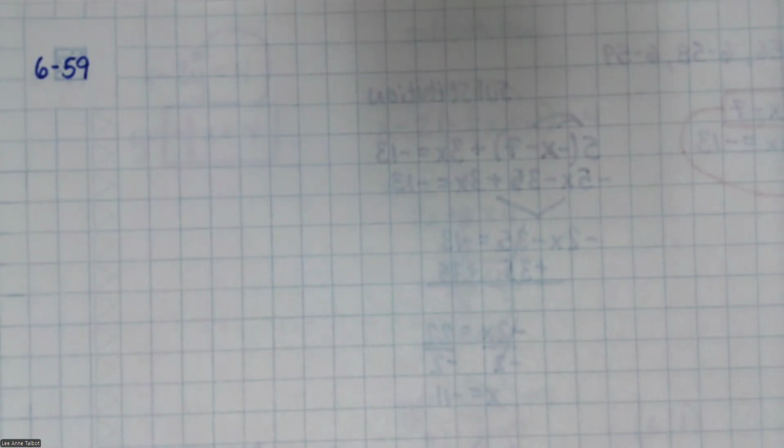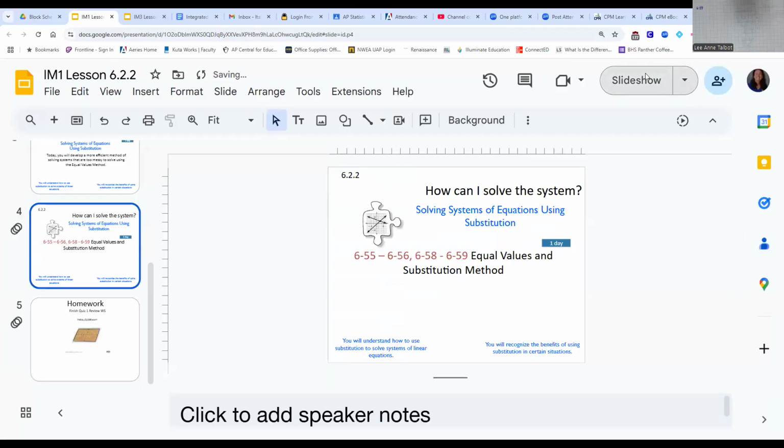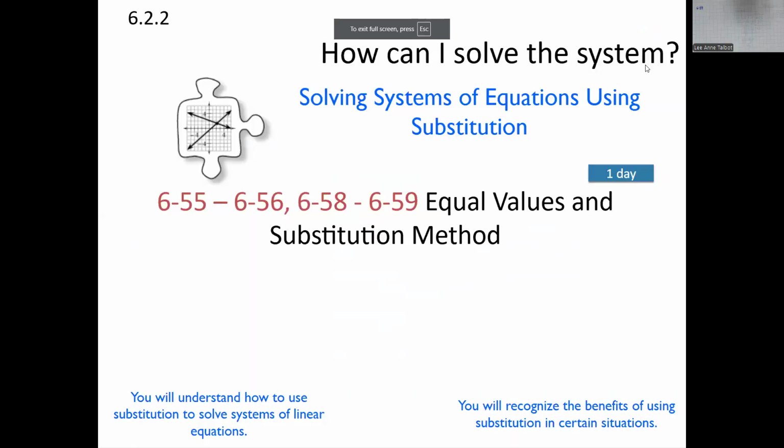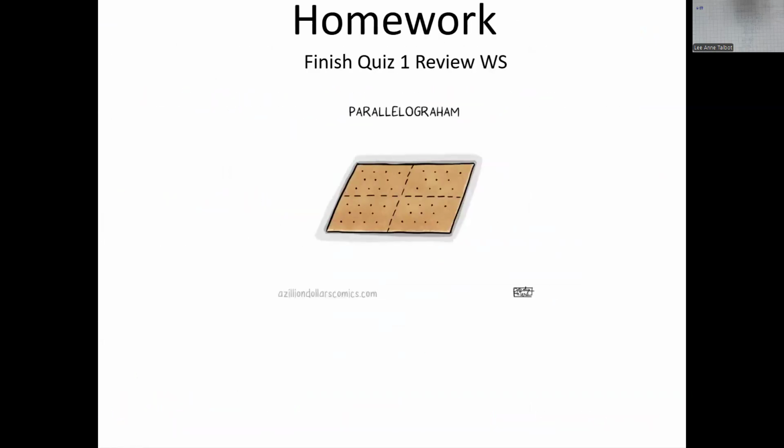Okay, here we go. Oh, I'll show you the joke at the same time. Okay, so here's our agenda. We're working on equal values and substitution method. We're also working on word problems, but yeah, it's hard. The homework is to finish the quiz 1 review worksheet, and that is my joke. It is a parallelogram. Yeah. You see why we're skipping it.